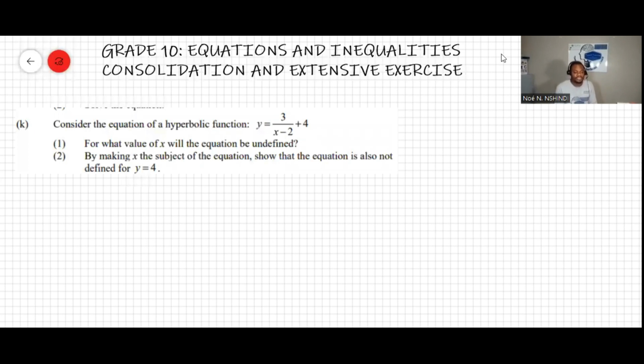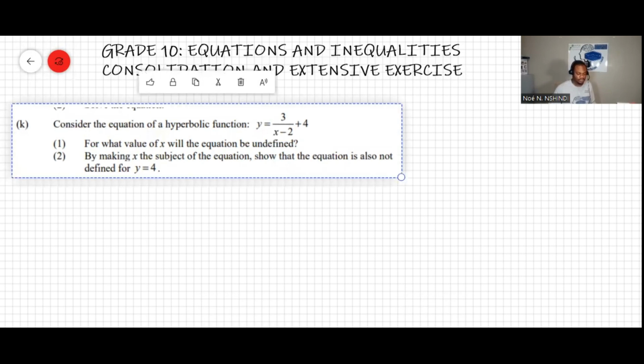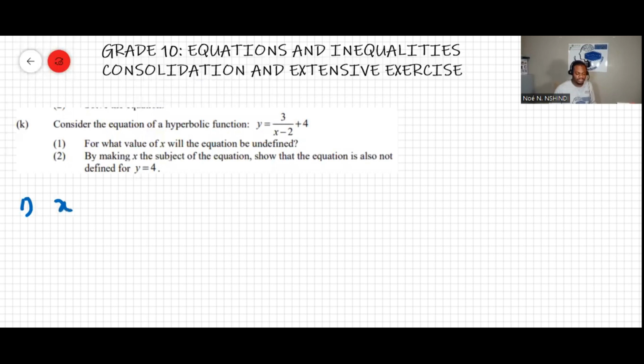Okay, we have another question here. It says to consider the equation of a hyperbolic function that we see there. The question says, for what value of x will the equation be undefined? You know that the equation is undefined if the denominator is 0. So over here, it's if x minus 2 is equal to 0, which means basically that it is undefined if x is equal to 2.